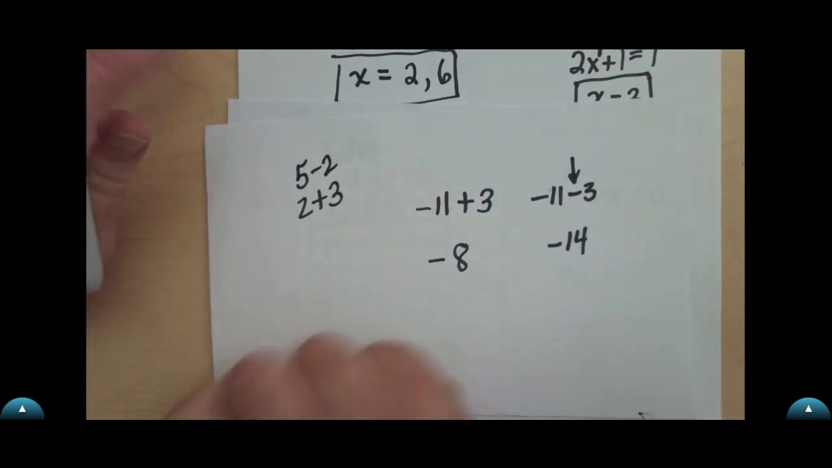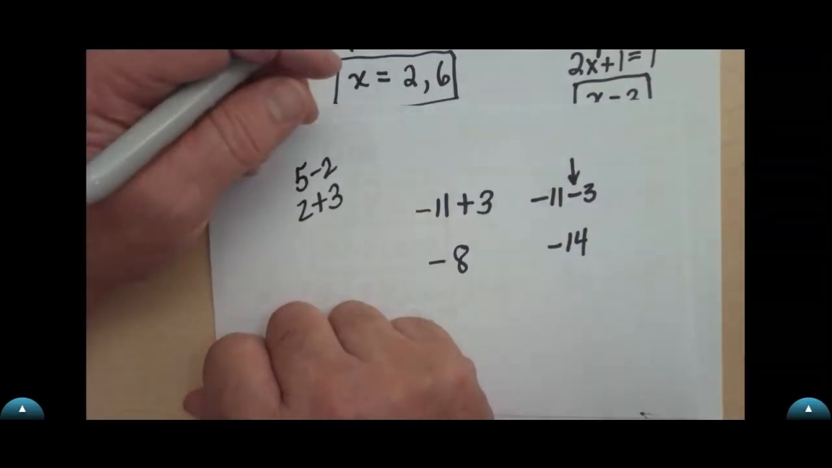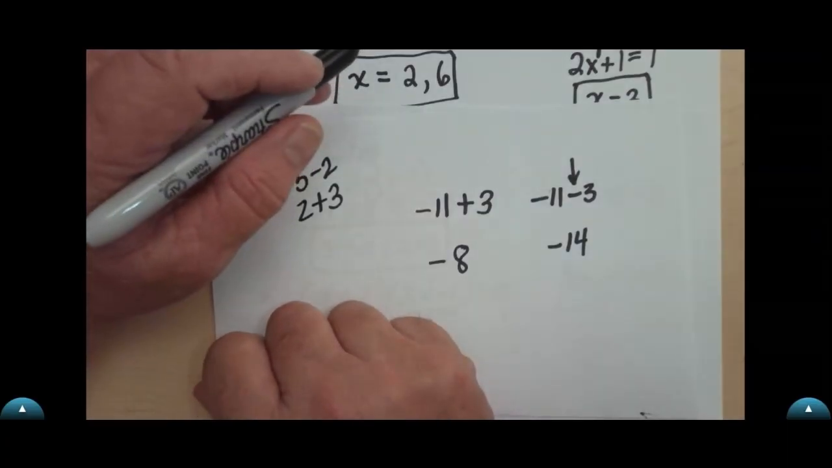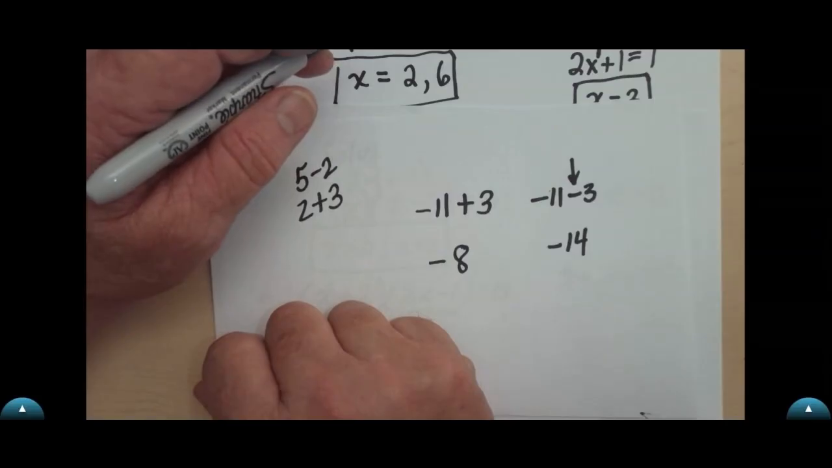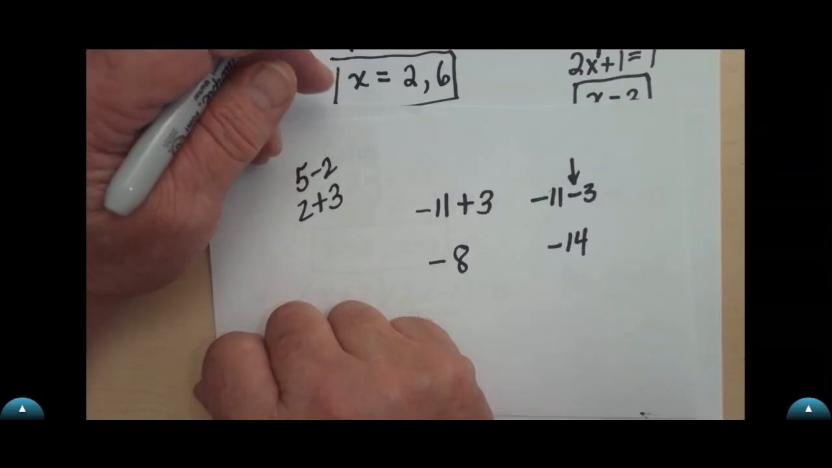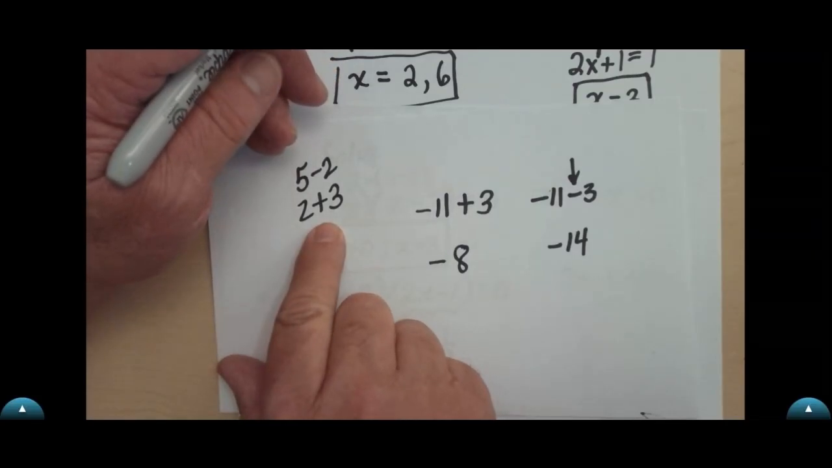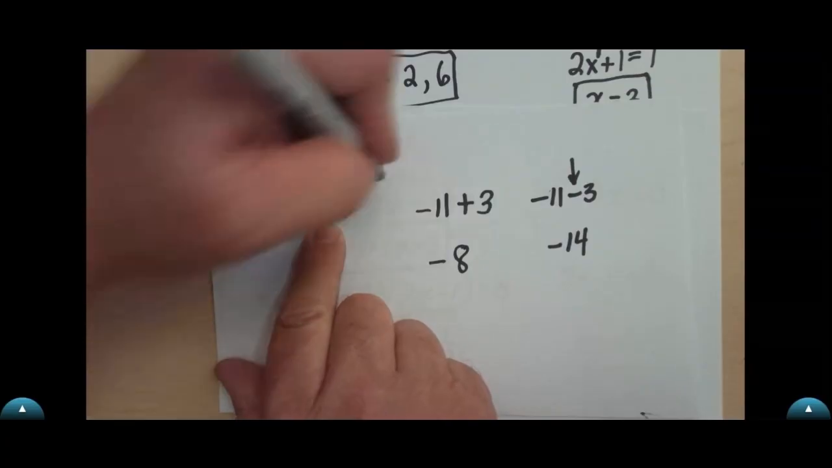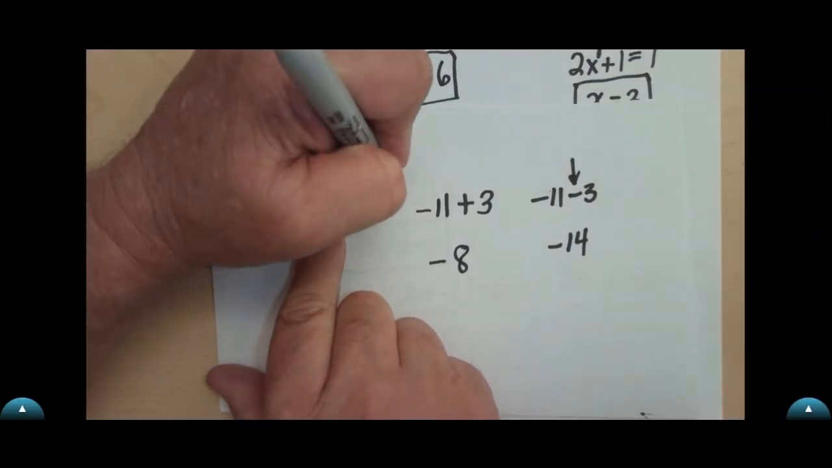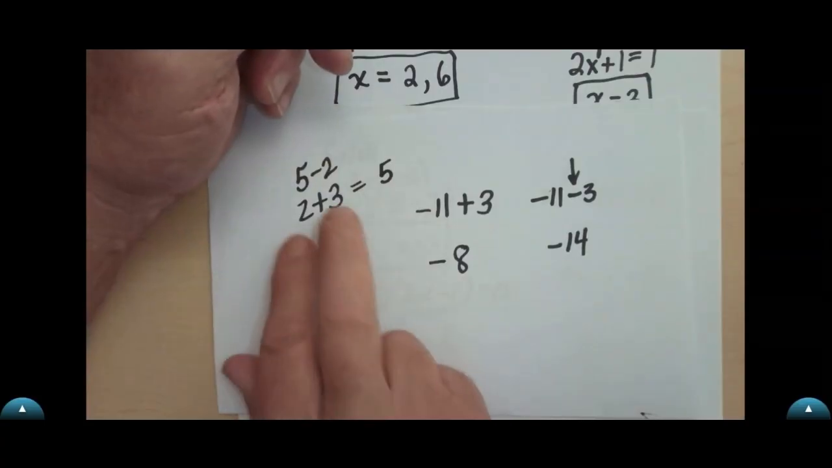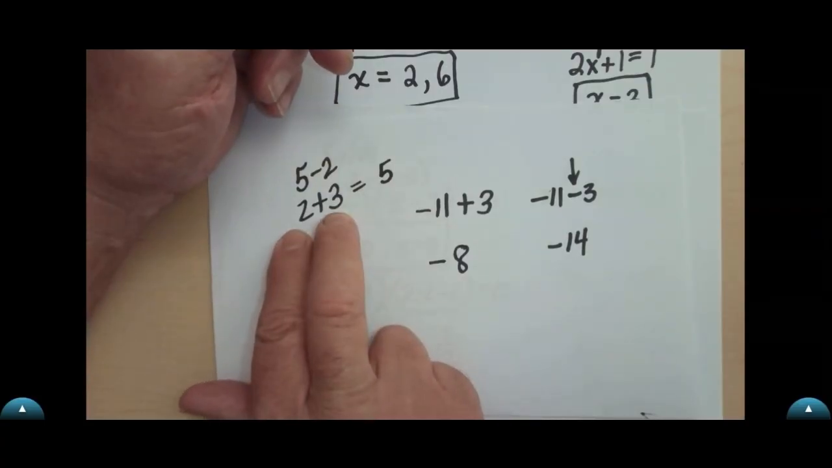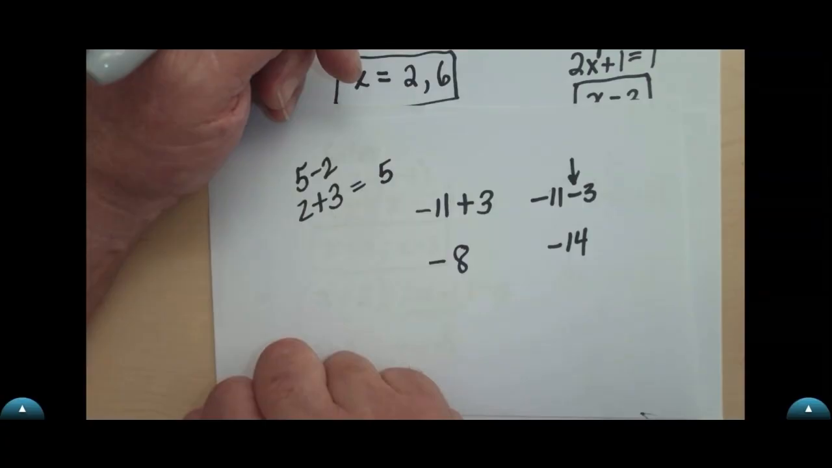Signed addition. And so signed addition says anytime you add two numbers with the same sign, you add the numbers and keep the sign. So this is positive 2 and positive 3, right? We add those and we get 5. It's positive 5 because both these numbers are positive. We added the numbers and kept the sign.